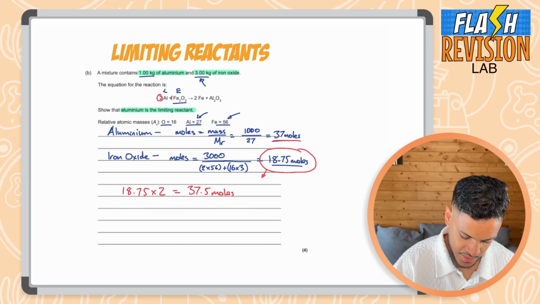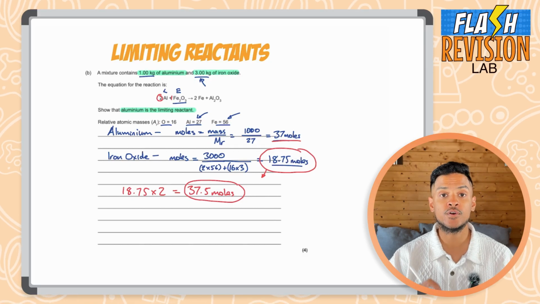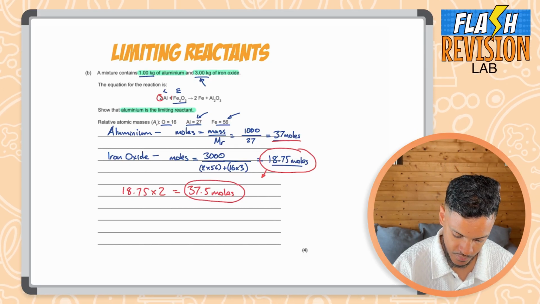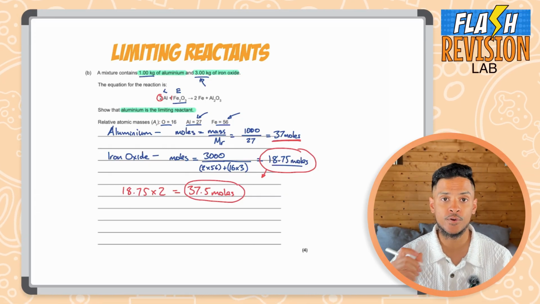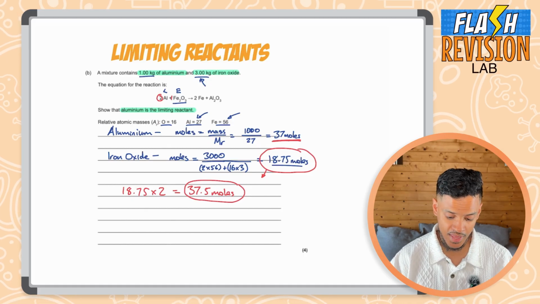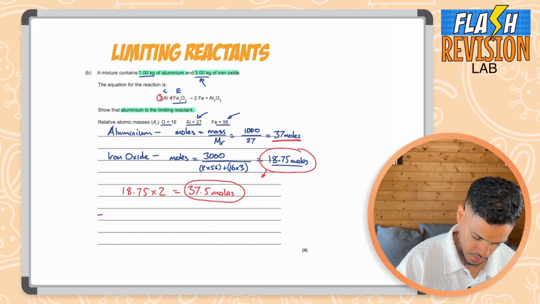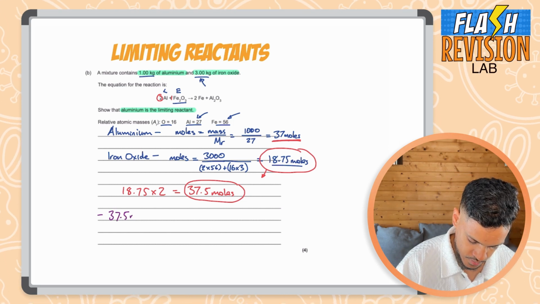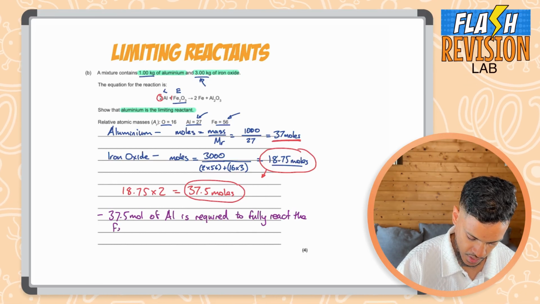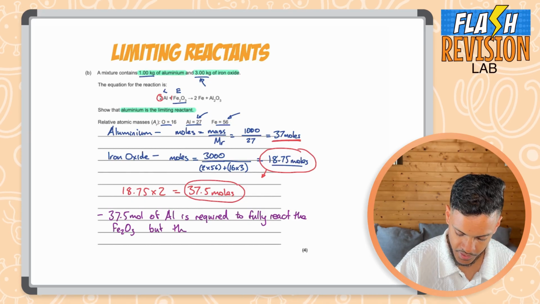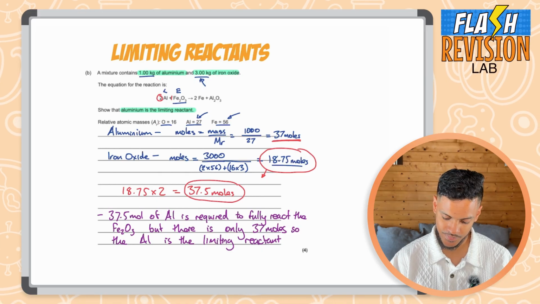So we need 37.5 moles of iron oxide to fully react the aluminium. What do we actually have? We only have 37 moles. We do not have enough aluminium to fully react the iron oxide according to the equation. Therefore, the aluminium is the limiting reactant and the iron oxide is in excess. So we can say 37.5 moles of aluminium is required to fully react the iron oxide, but there is only 37 moles. So the aluminium is the limiting reactant. And that's how you get 4 marks.